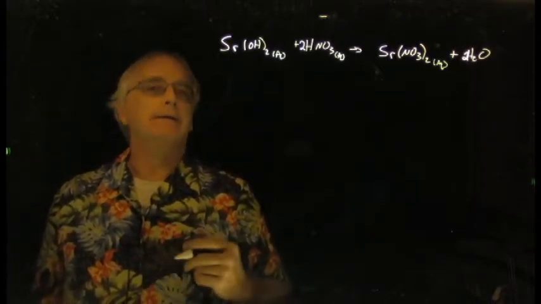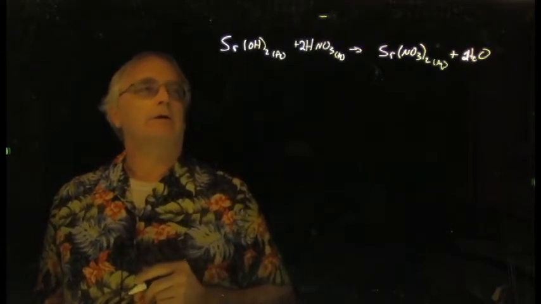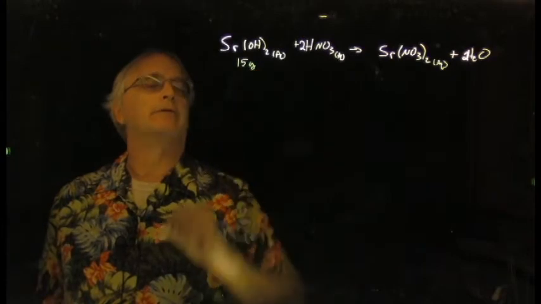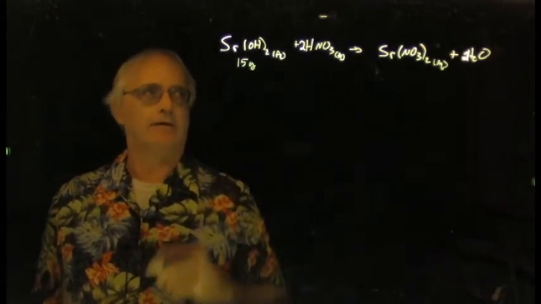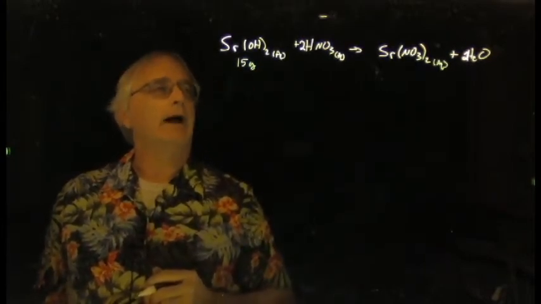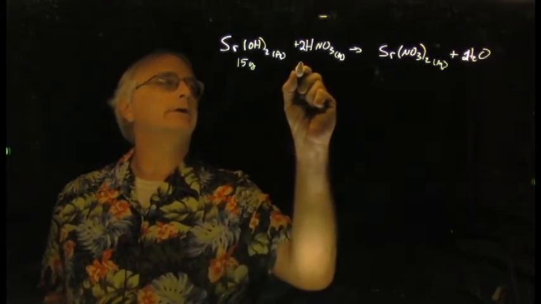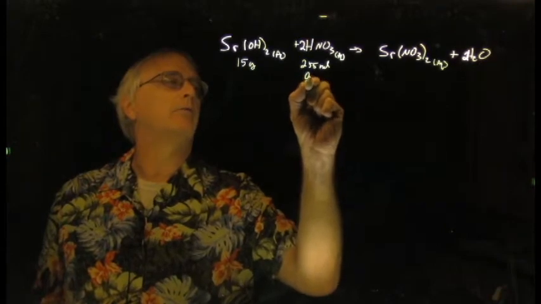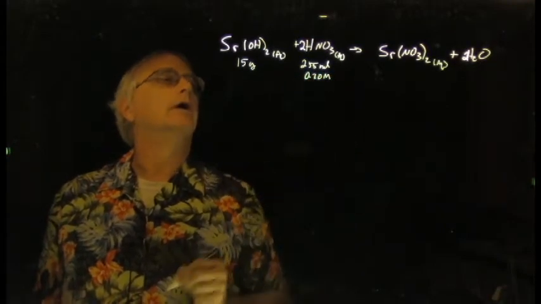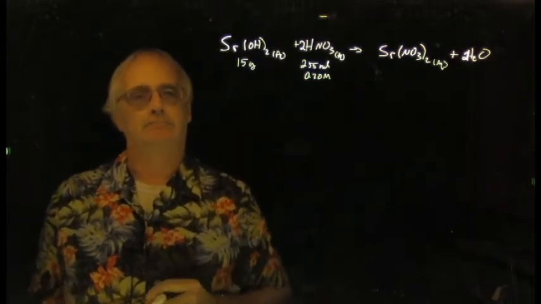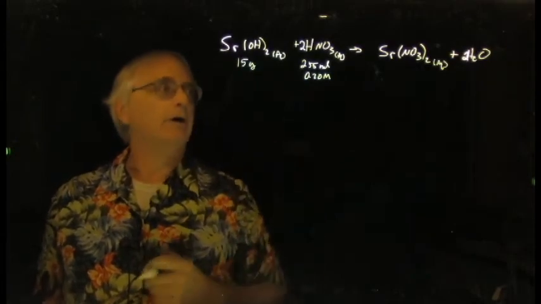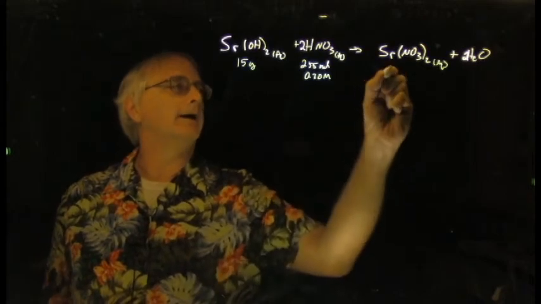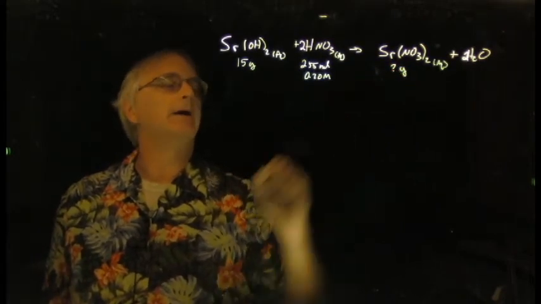And now the gist of the question. We are told we have 15 grams of the strontium hydroxide dissolved in the solution, and it's reacting with 255 milliliters of a 0.20 molar solution of nitric acid. And the question asks us how much of the ionic compound, the strontium nitrate, we're going to make. How many grams of this can we make?